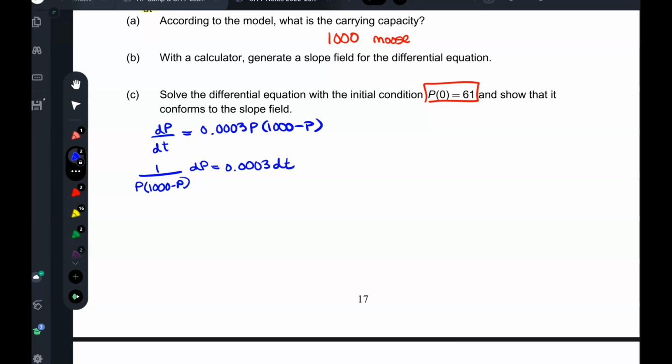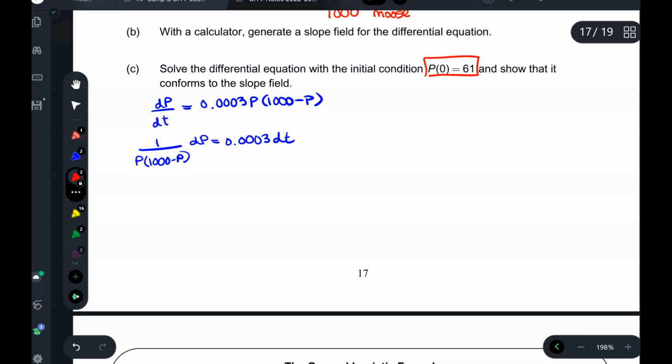You see a partial fraction decomposition coming up? I know. I already forgot. Okay. I mean, we kind of just learned it. So it's fine. We just learned it. Okay, let's just take this piece for now.